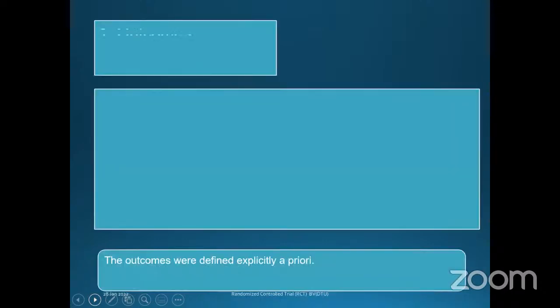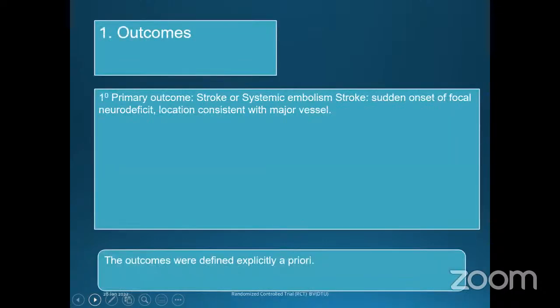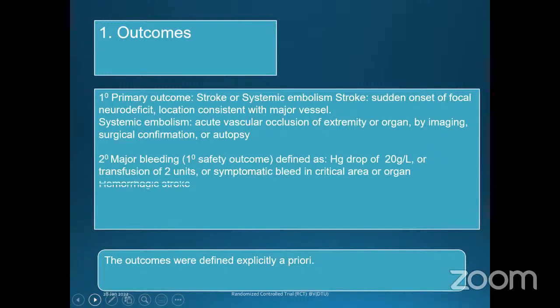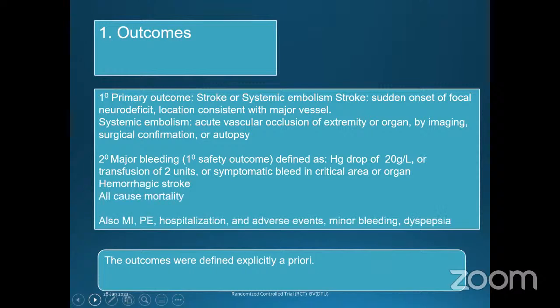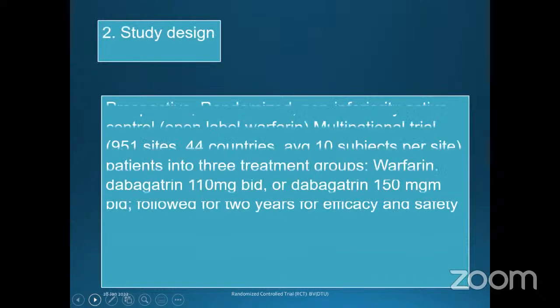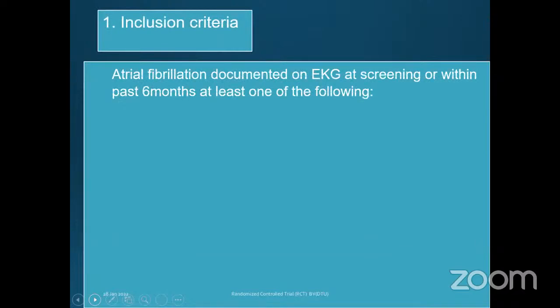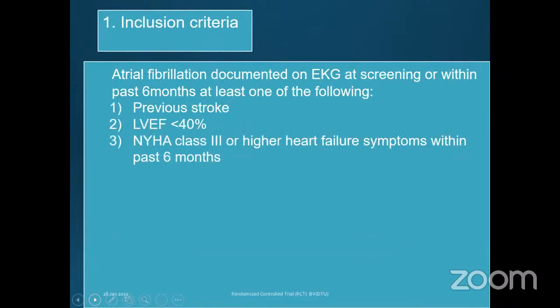It's an interactive design. The primary outcome is stroke or systemic embolism, sudden onset of focal deficit. This has been defined clearly. What is the definition of stroke? So everything has to be defined a priori, what you're going to see. The outcomes were defined explicitly a priori. That's the most important thing.